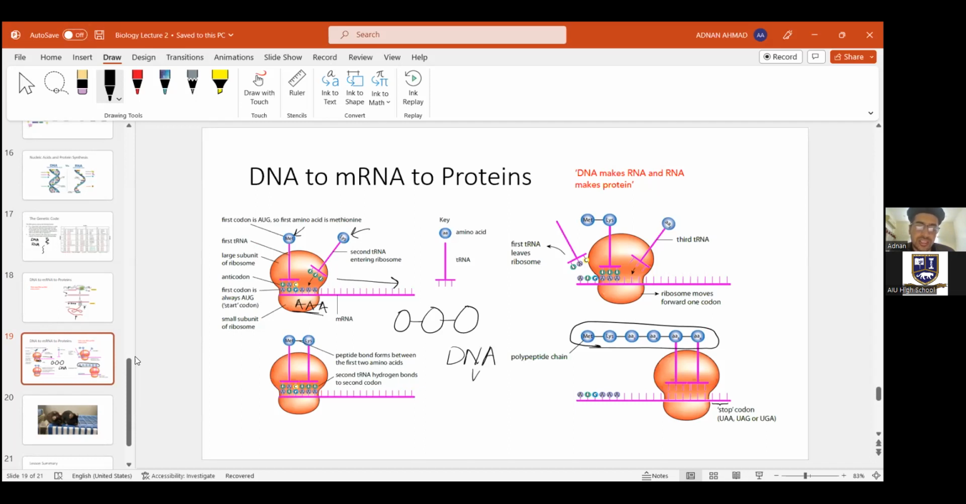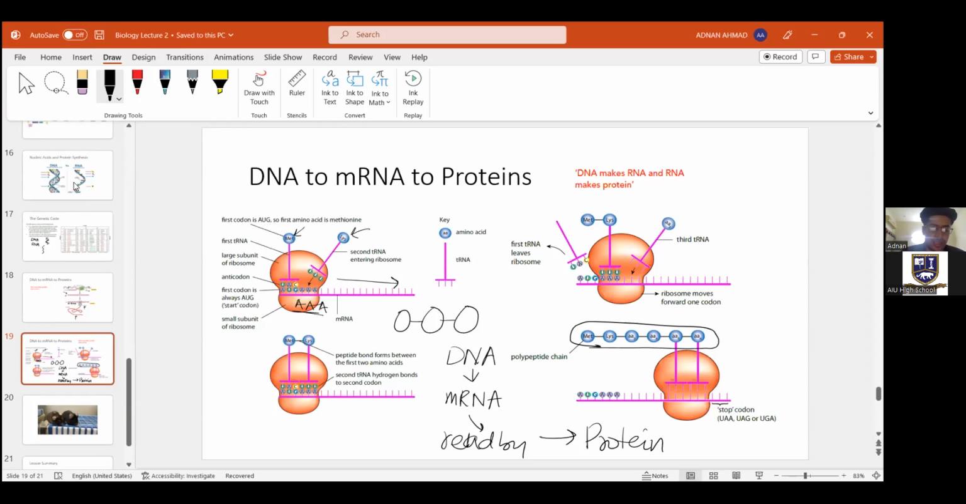DNA changes into messenger RNA, and then the code is decoded and read by ribosomes, and it leads to a protein. Okay, and just one more minute.